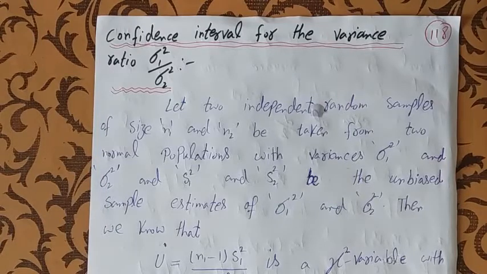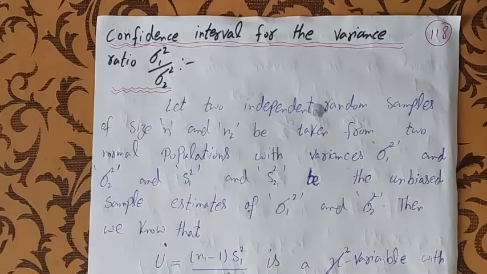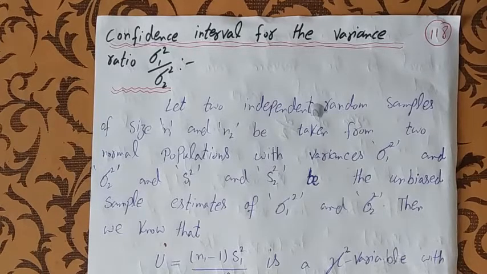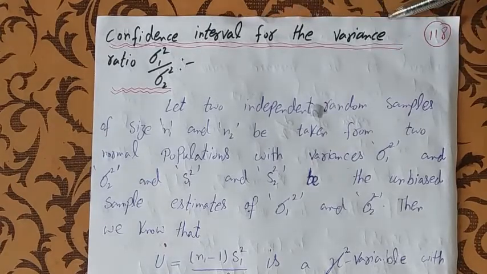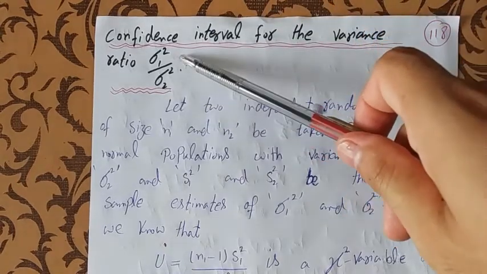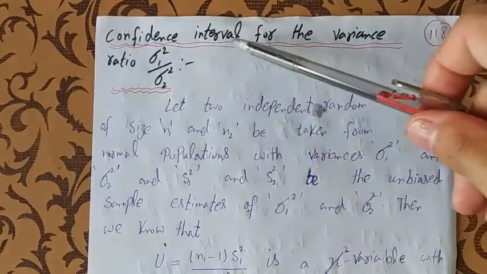We discussed the F distribution, its introduction, definition and its properties. We discussed them in detail in the previous video. Now we continue this topic. First of all, at the start of this lecture, we understand the topic: confidence interval for the variance ratio sigma 1 square over sigma 2 square.